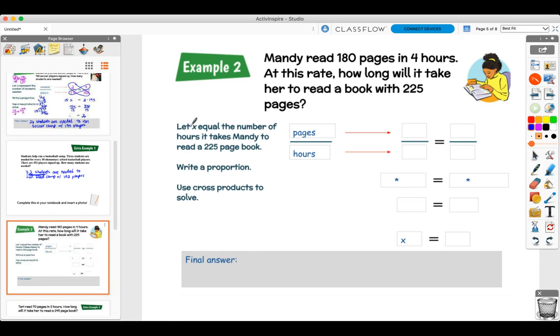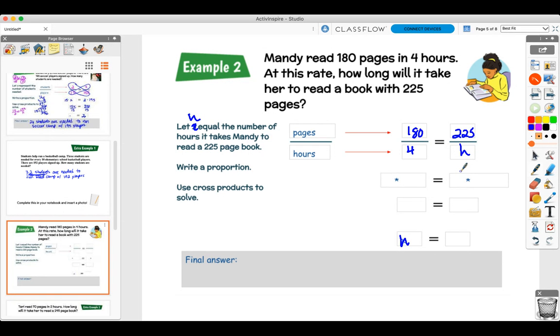So because this is in hours, a lot of the times I actually like using variables that go along with what it is. Because this is hours, I'm going to make it H. So I'm going to change our variables here, just because I'm someone that really likes to keep my variables close to what you're actually solving. So pages on top. So you have 180 pages in 4 hours. Okay. And 225 pages, and that's pages, so that goes on top over H because that's a variable.